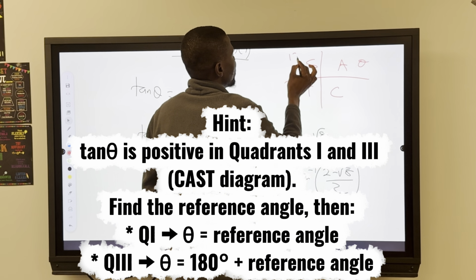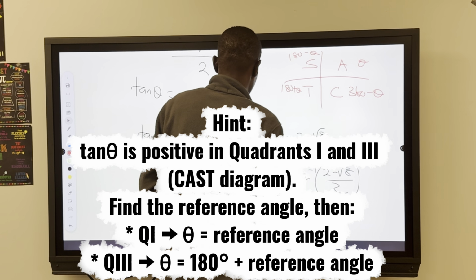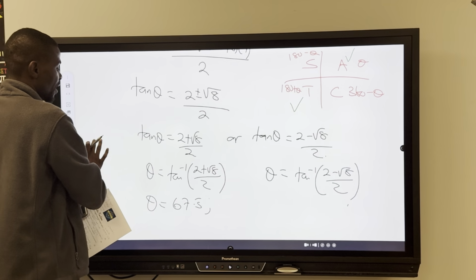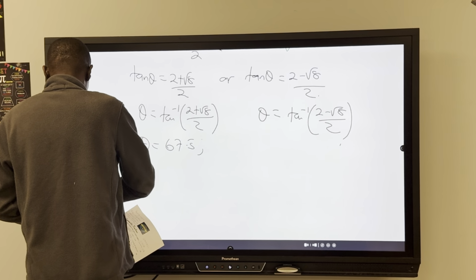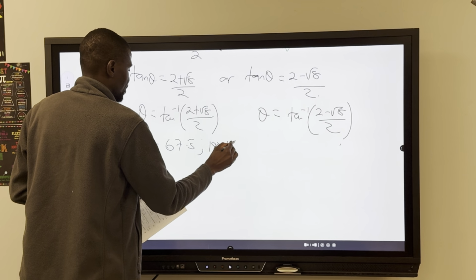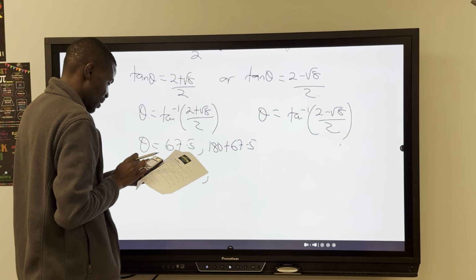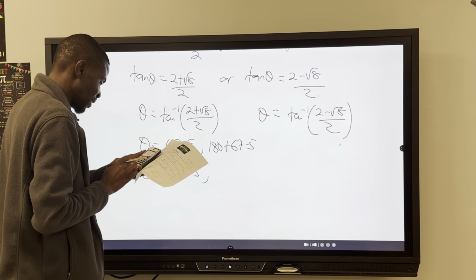So here it's theta, here it's 180 minus theta, 180 plus theta, then 360 minus theta. But since it's tan, we are going to consider this quadrant and that quadrant. Since our principal angle is 67.5, another one is 180 plus 67.5. I'm getting 247.5. Then when we come here, we do the same.